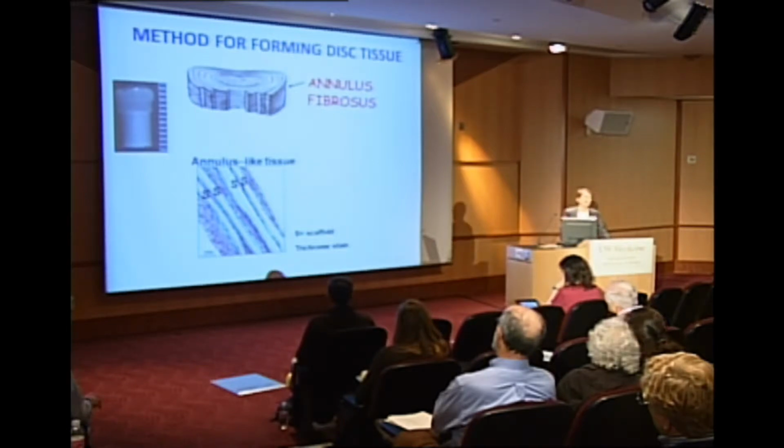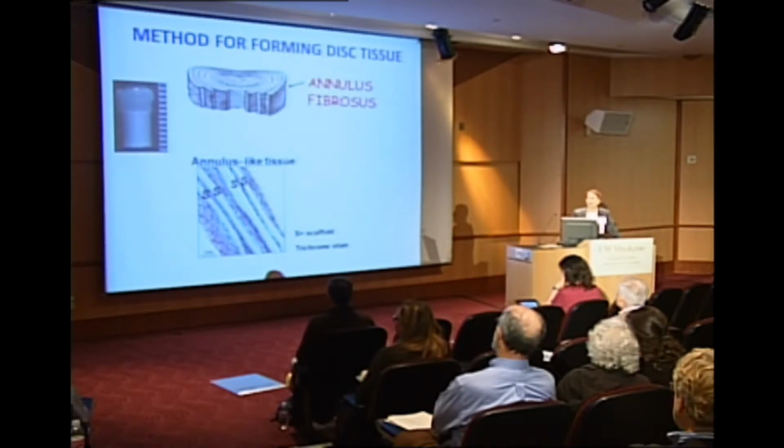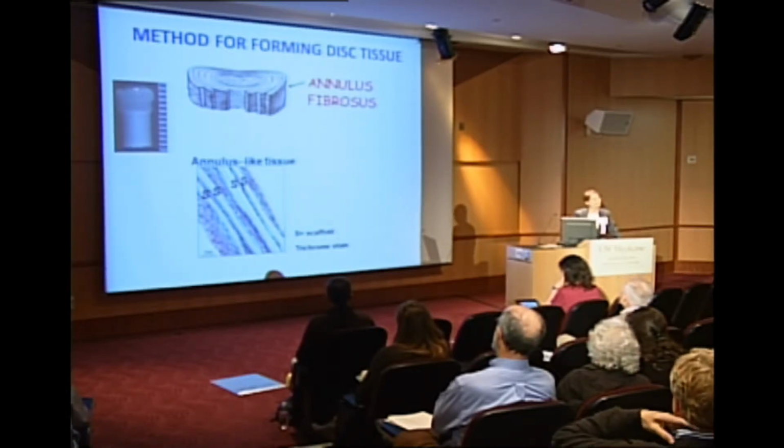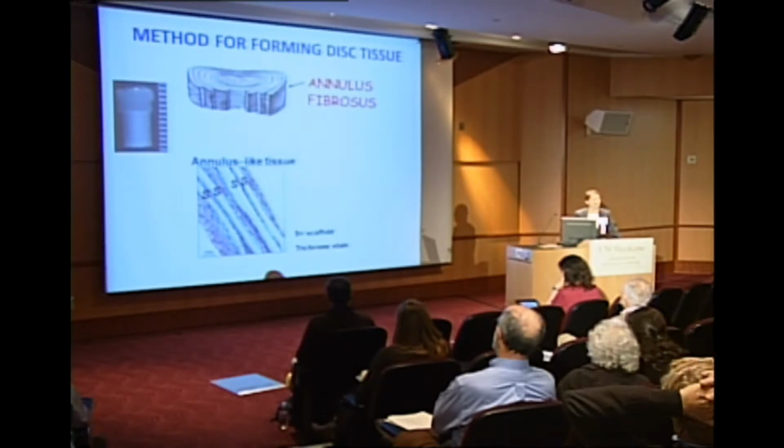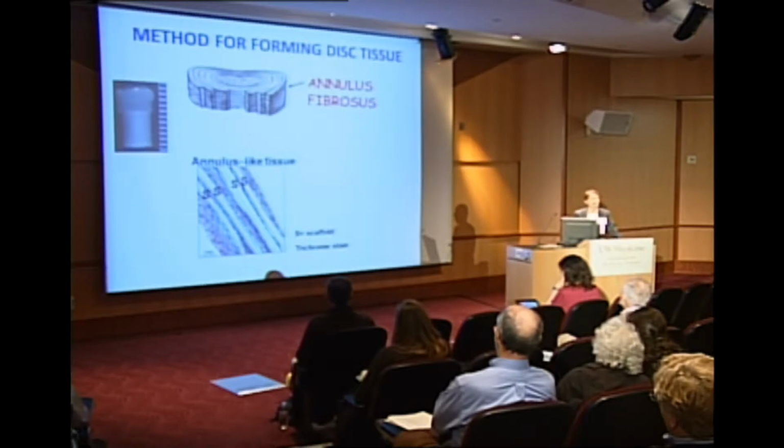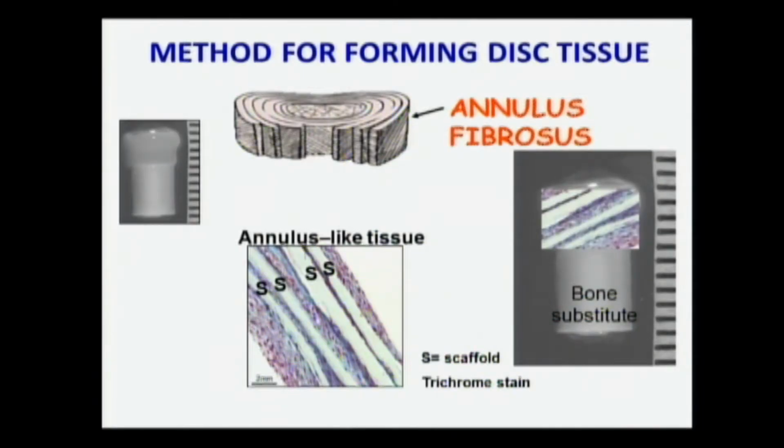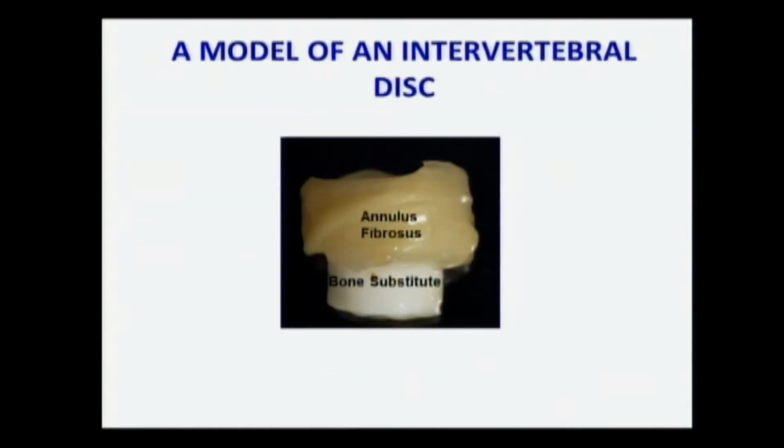And again, this is a tissue that doesn't have all the properties of the annulus, but we're expecting that once it gets implanted, these tissues will mature. And we have evidence in our cartilage work that this is exactly what happens in vivo. It turns out that the body is very much the best bioreactor. So we took this tissue and we wrapped it around the nucleus pulposus construct that we had. And what we ended up with was a model of an intervertebral disc.